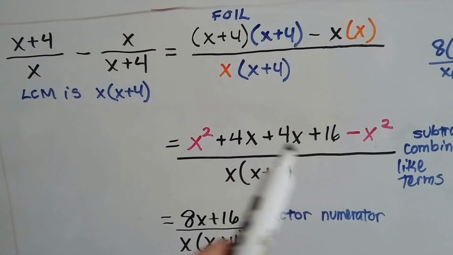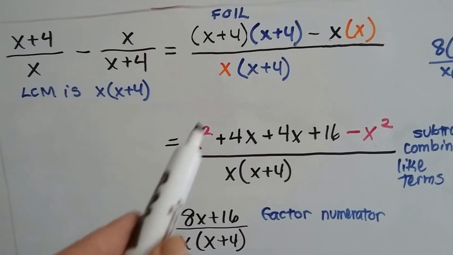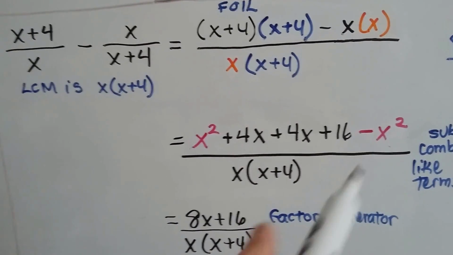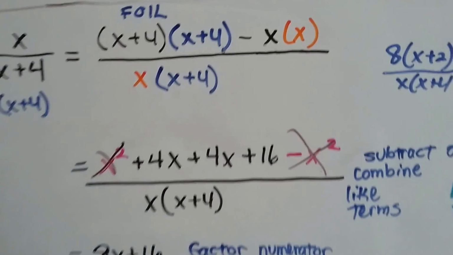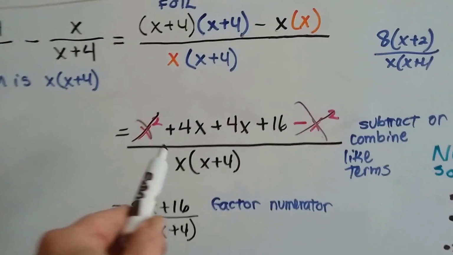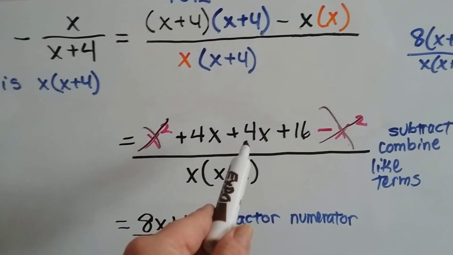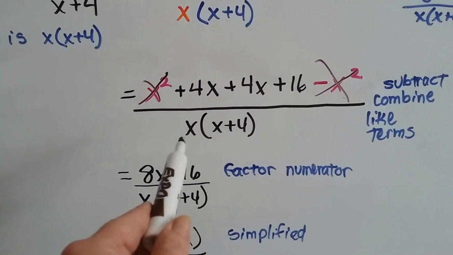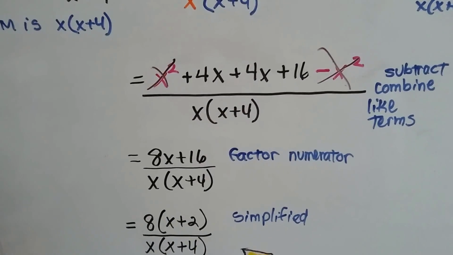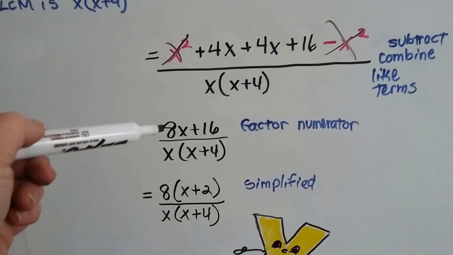And we have to combine the like terms, don't we? But we have an x squared minus an x squared. So that cancels this guy out, doesn't it? That creates a zero pair. And we end up with just 4x plus 4x, which is 8x, plus 16 over our x times x plus 4. See? Now what we have to do is factor this numerator.